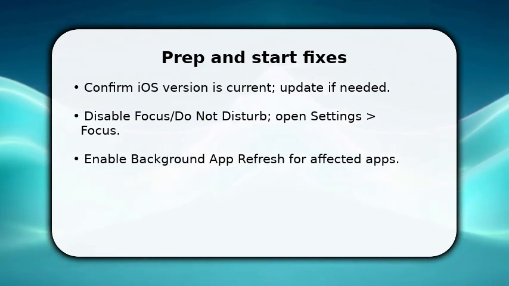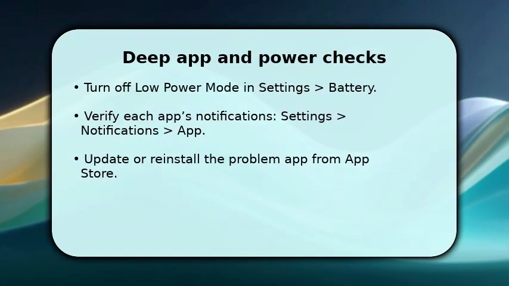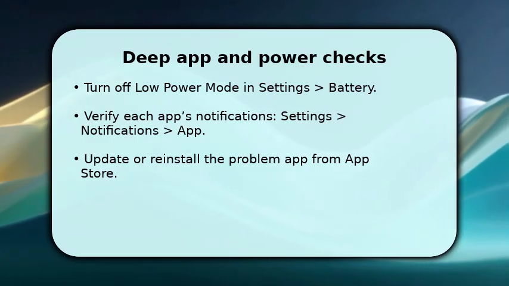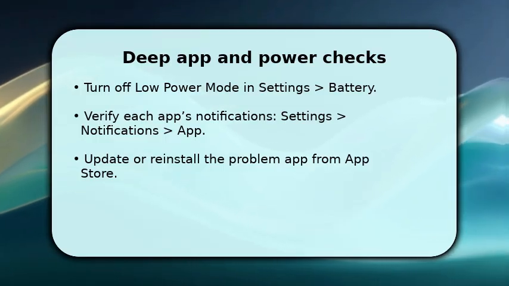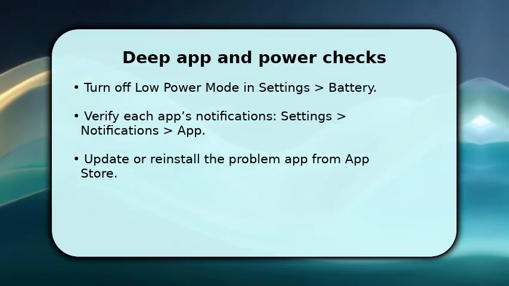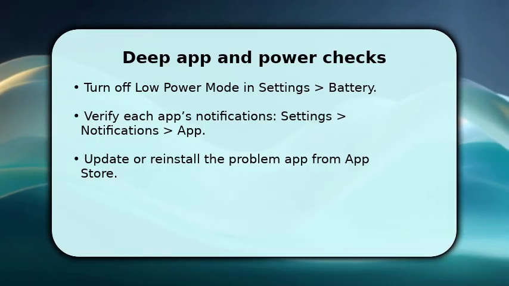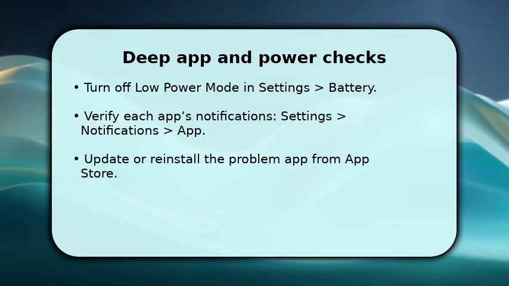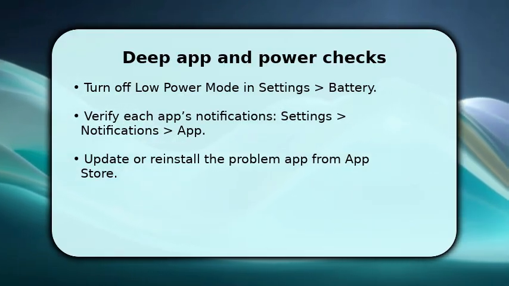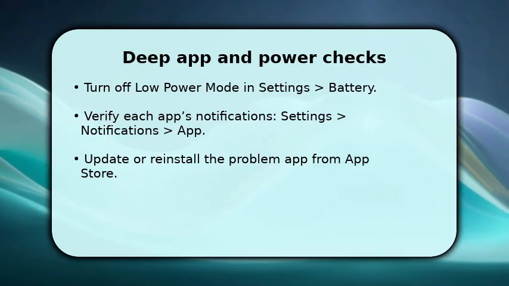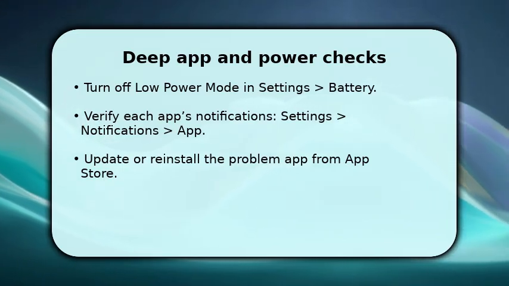Once you've handled system-level toggles, focus on power and app specifics. Disable low power mode because it delays background activity. Go to Settings, Battery and turn it off. Next, inspect each app's notification options in Settings, Notifications and confirm allow notifications, sounds, badges, and proper alert style are set. If settings look correct, update the app in the App Store.